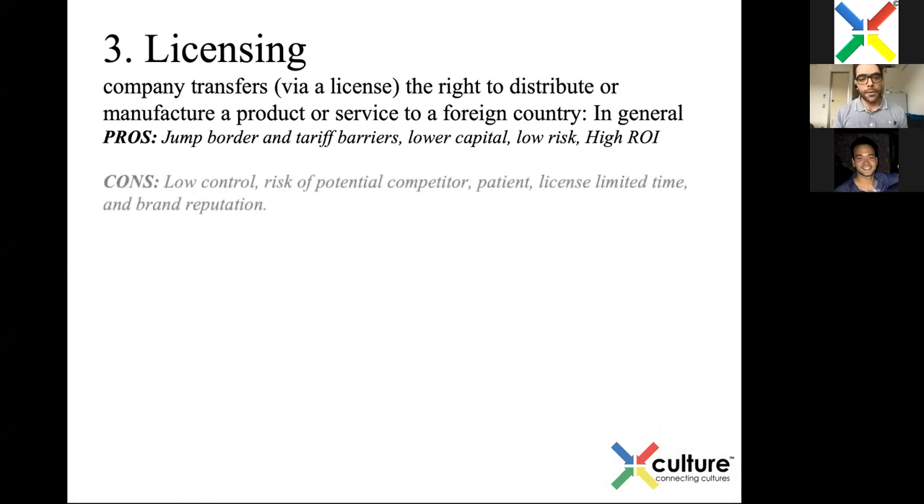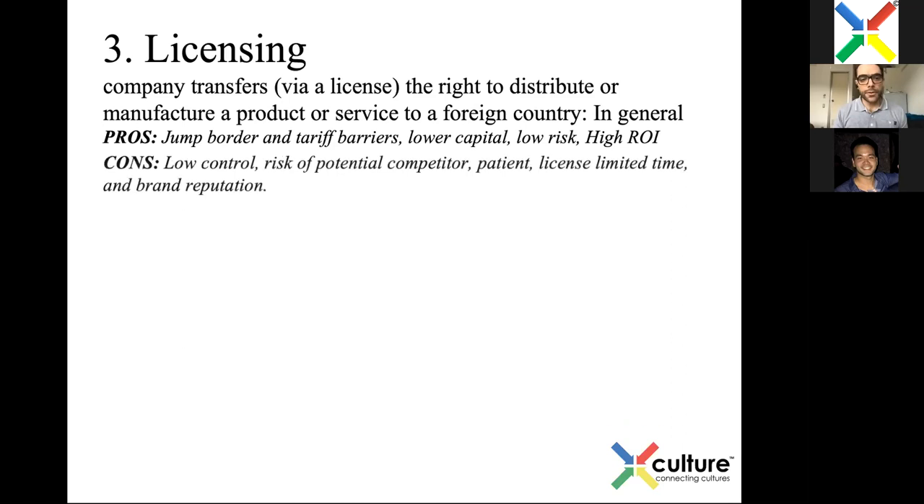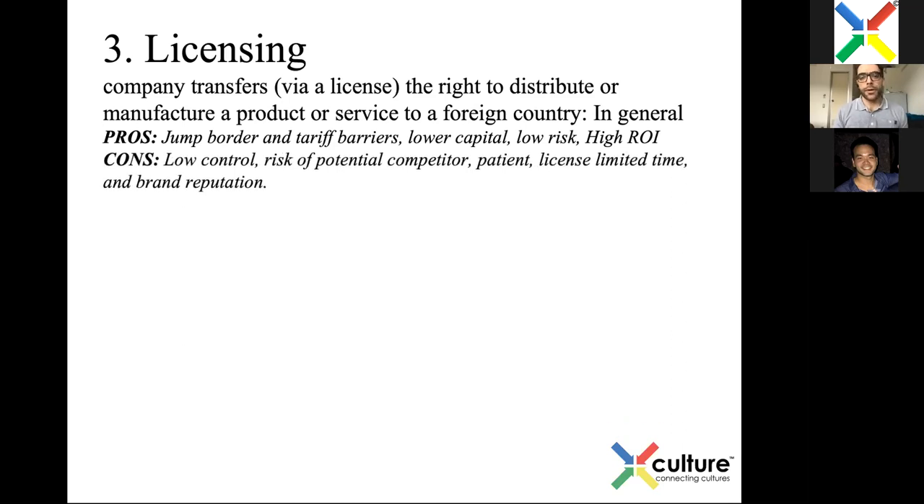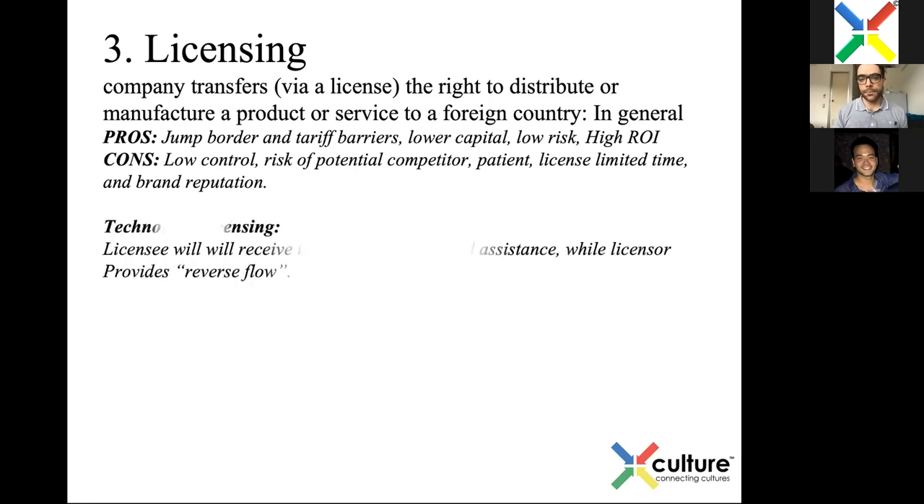The cons are low control, risk of potential competitors, patents, limited license, and brand reputation may be affected. We have to identify the technology licensing. Licensee will receive intangible property and assistance, while licensor will provide reverse flow.